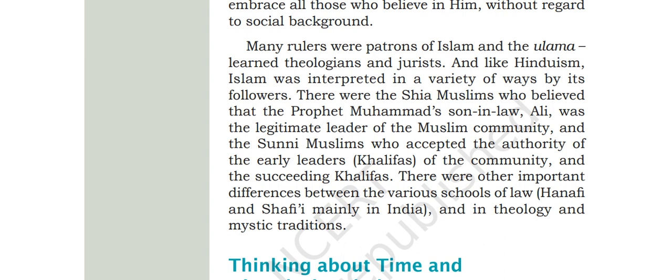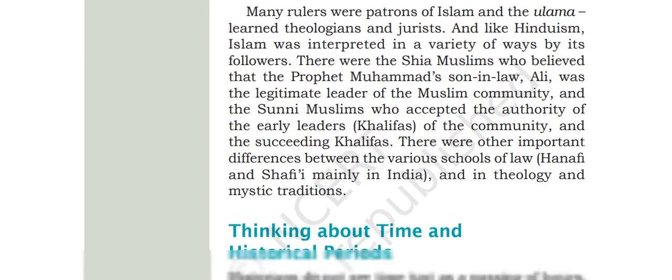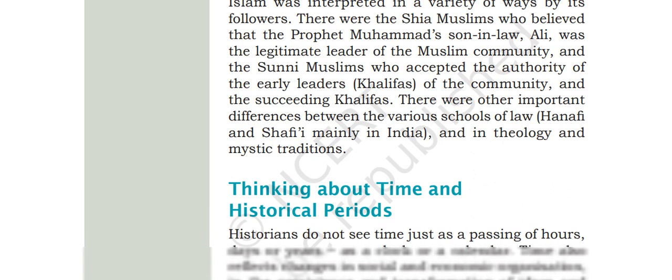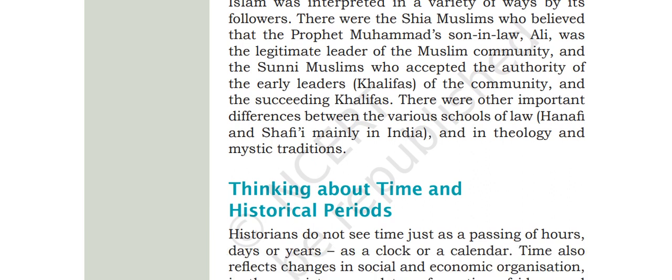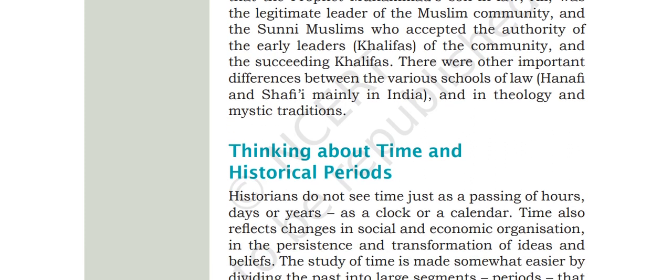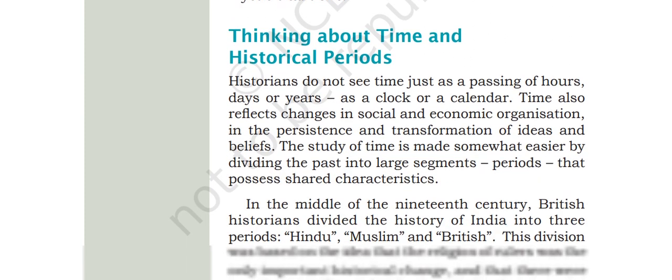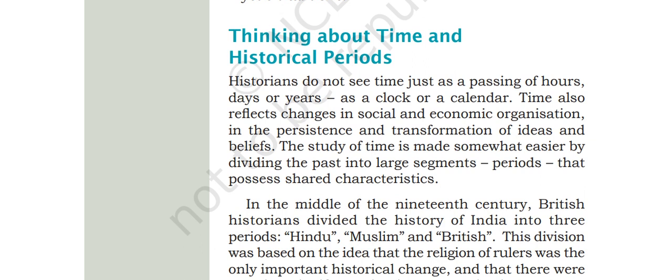And like Hinduism, Islam was interpreted in a variety of ways by its followers. There were Shia Muslims, who believed that the Prophet Muhammad's son-in-law Ali was the legitimate leader of the Muslim community, and Sunni Muslims, who accepted the authority of the early Khalifas of the community and the succeeding Khalifas. There were other important differences between the various schools of law, Hanafi and Shafi mainly in India, and in theology and mystic tradition.